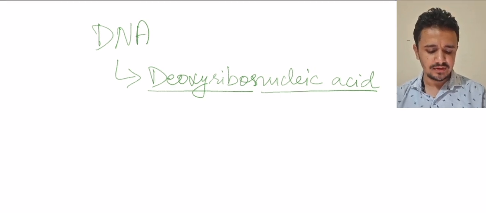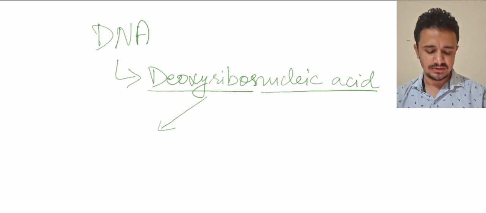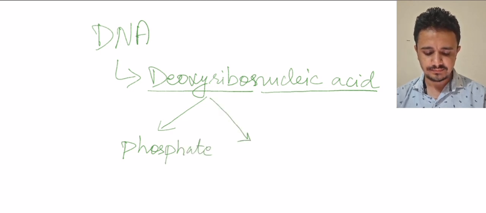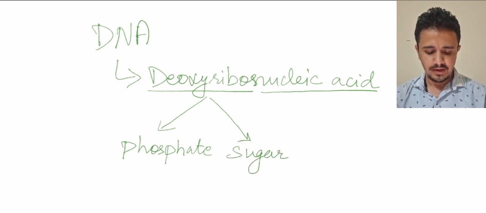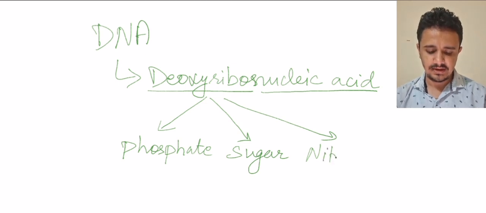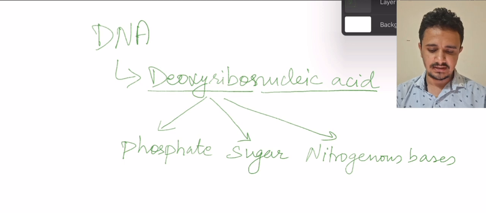If we try to understand the structure of DNA, we will see that DNA consists of three different parts. Number one is the phosphate, then we have the sugar part, and we have the nucleotide, which means we can say nitrogenous bases. Now let us understand what these structures are exactly.